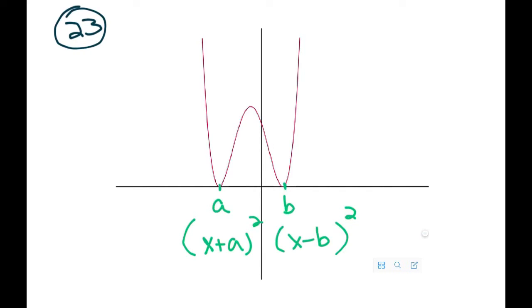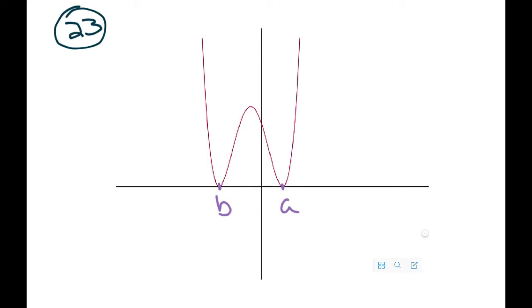But because they don't tell me where a and b are, what if I said that this is b and this is a? That would mean the factors are going to be x minus a squared and x plus b squared. So that could also be the answer.